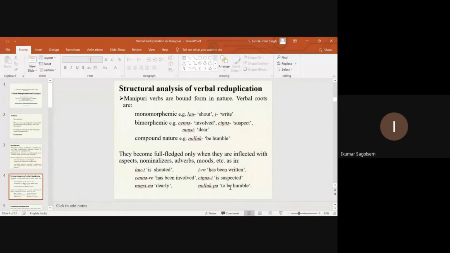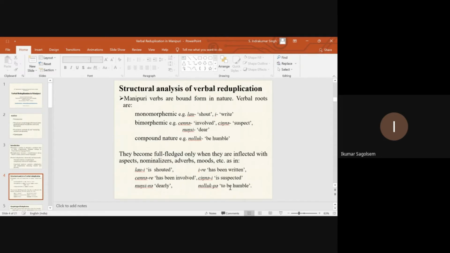Before I begin with the structural analysis of verbal reduplication, it would be worth mentioning something about the structure of Manipuri verbs. Manipuri verbs are bound in nature. Verbal roots are monomorphemic, bimorphemic, or compound in nature. All examples here, that is, lao, south; e, right; sena, involve; singna, suspect; no see, dear; no look, to be humble.